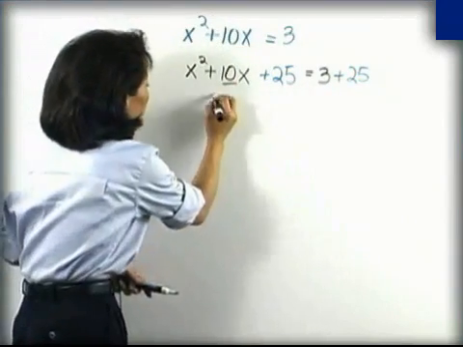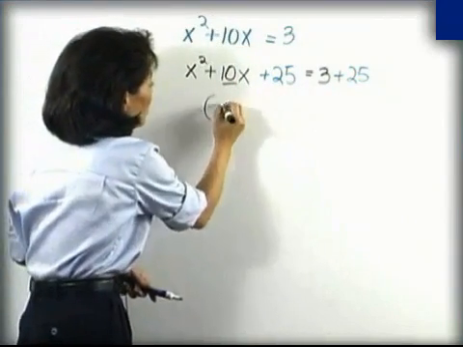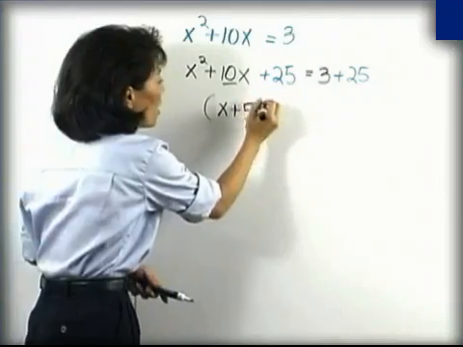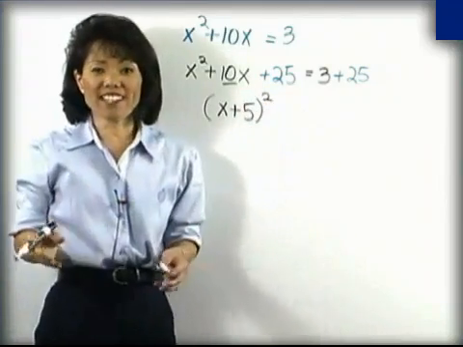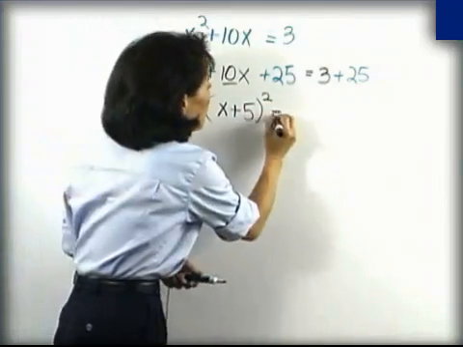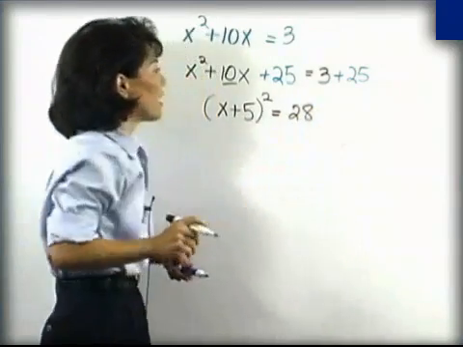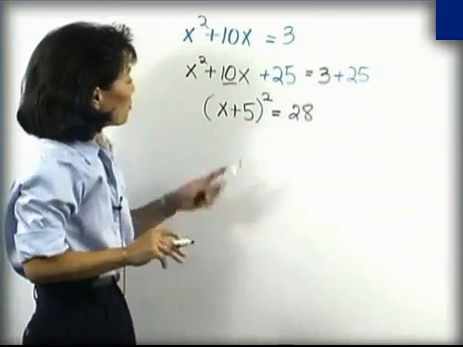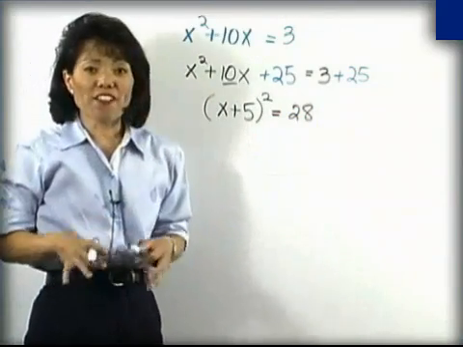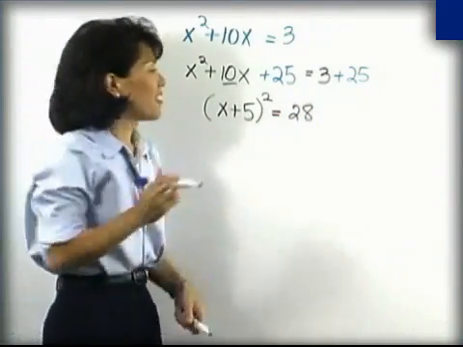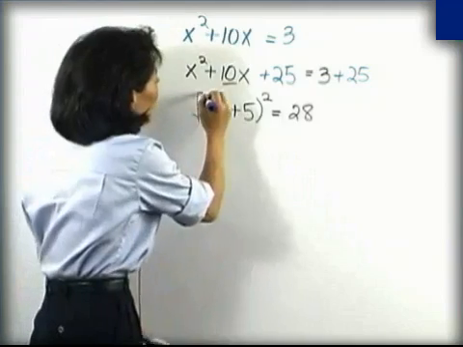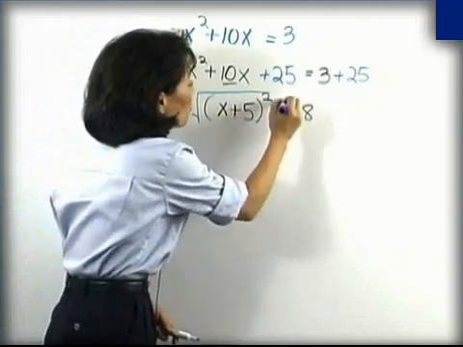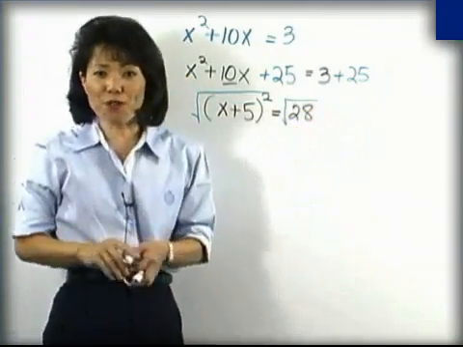Now what happens here? This factors into x plus 5 quantity squared. Check that factorization on your own. And on the right-hand side, 3 plus 25 is 28. Now we're to the point where we have something squared. So do you feel what the next step is? You're absolutely right.